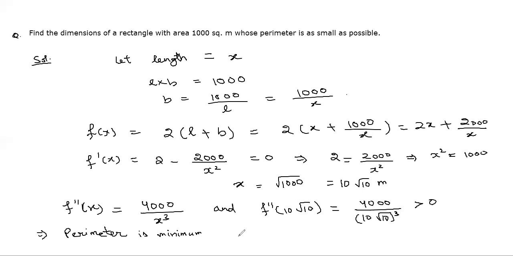So the perimeter is minimum when length x equals 10 root 10, and using this value I can find the breadth as well. The breadth is 1000 over x, that is 1000 over 10 root 10. So it comes out to be 100 over root 10, or 10 root 10 meters. And if we want to check, the area is 1000 square meters.